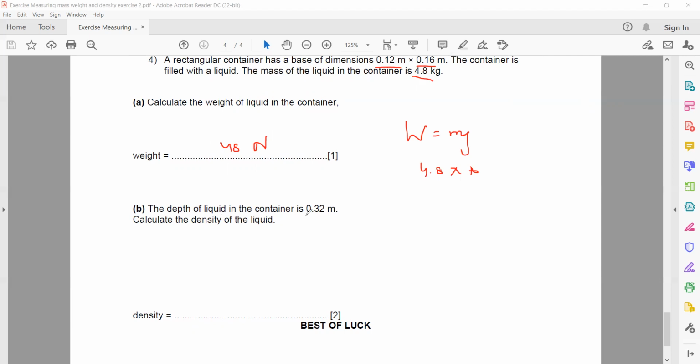The depth of the liquid in the container is 0.32. Calculate the density. So how to calculate the density? Density is mass divided by volume. So we have the mass 4.8. And what about the volume? It's a rectangle, so length, width and height, we multiply them. So it will be 0.12 multiplied by 0.16 multiplied by 0.32. So 4.8 divided by the product of 0.12 into 0.16 into 0.32. What is the final answer for the density?